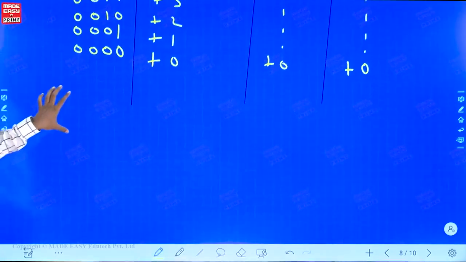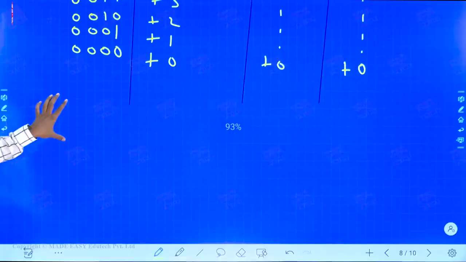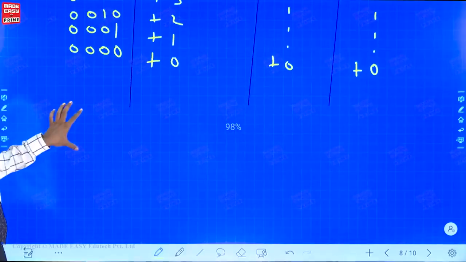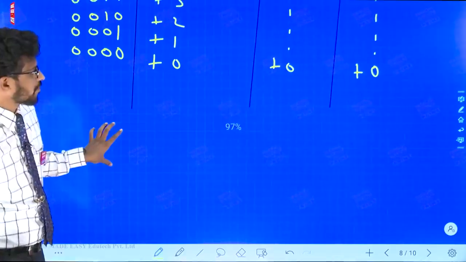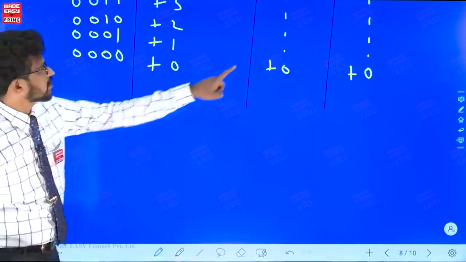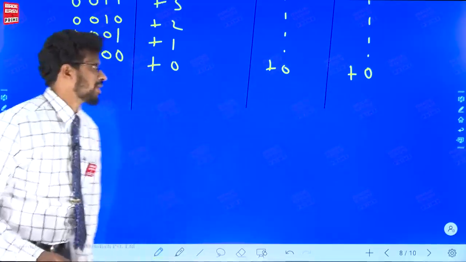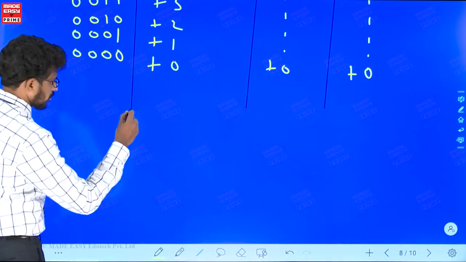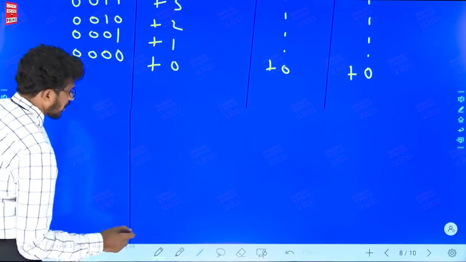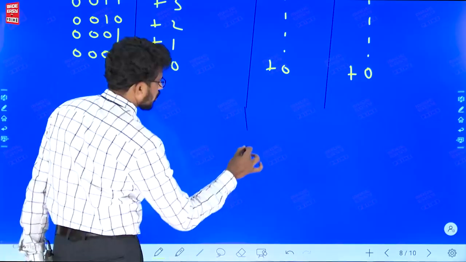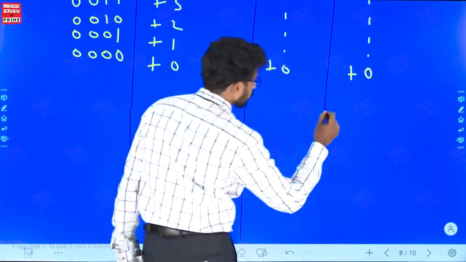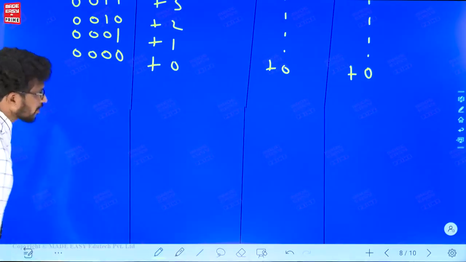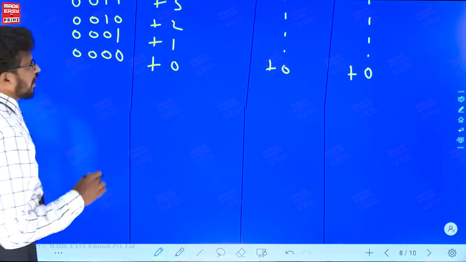Now observe carefully. I am just continuing the same thing so that you can understand easily. Don't forget, this is sign magnitude, this is 1's complement, this one is 2's complement. I'm just extending the line. Okay, fine. So come to the negative values.